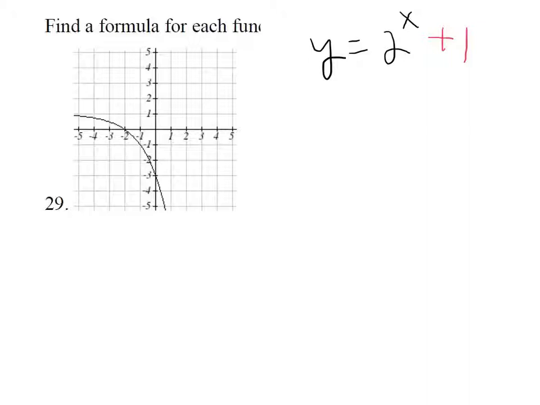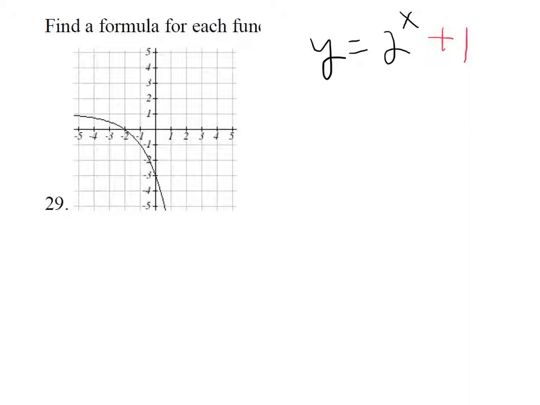One thing I'm noticing is that it has a 0 when x equals -2. So when x is -2, y is 0. I'm also seeing a y-intercept of -3. So we should try both of those points in this function and see how we have to transform it at all. So I know that -3 equals 2 raised to the 0 plus 1.